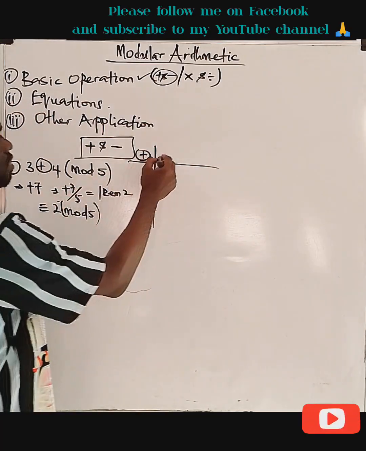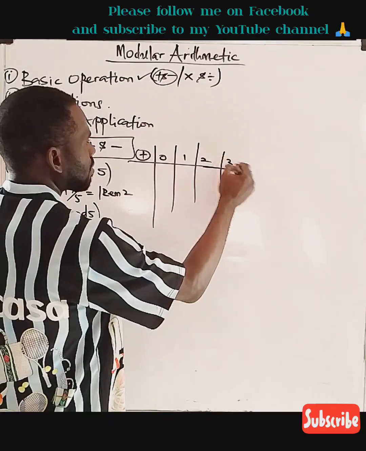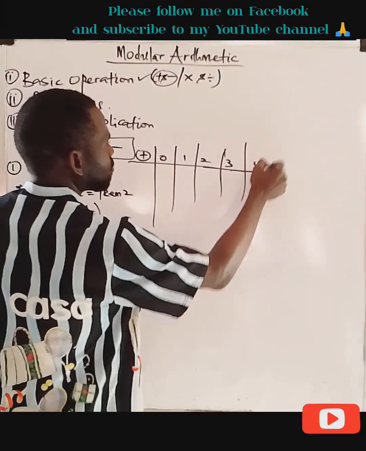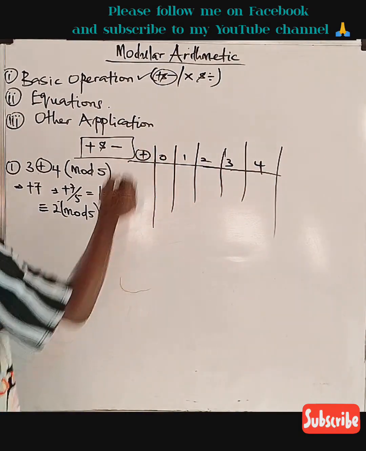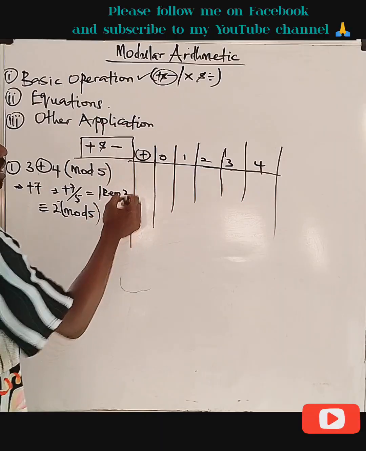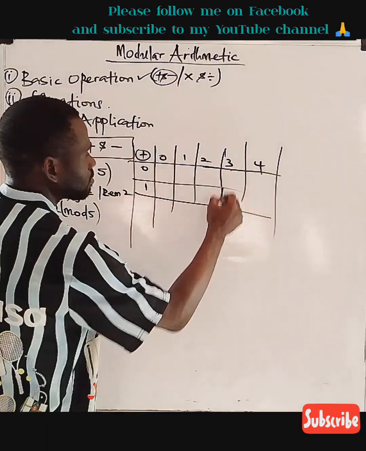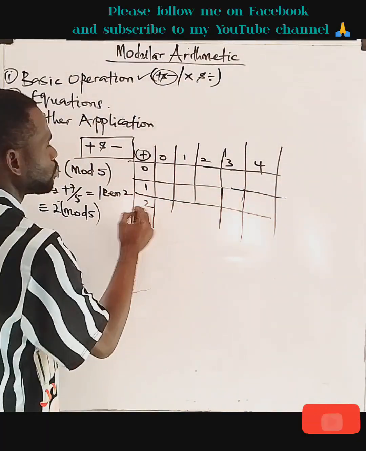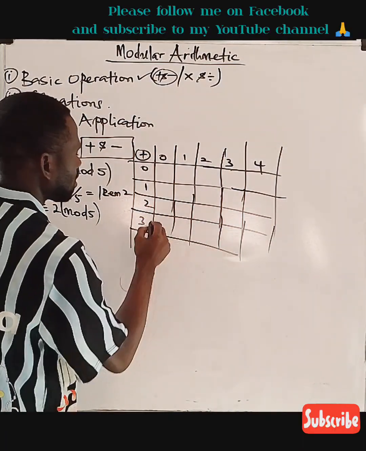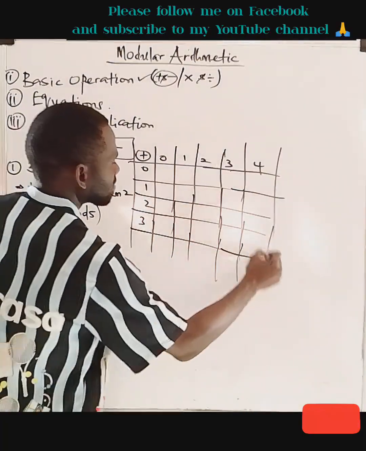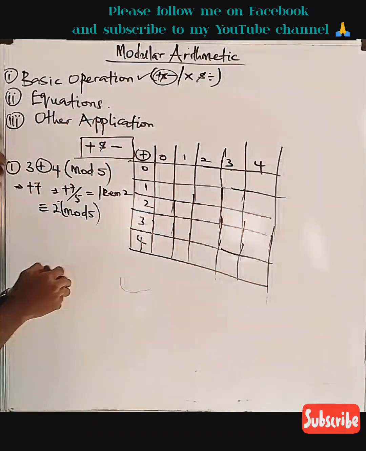Since you're talking about modulo 5, you have 0, 1, 2, 3, and 4, which should be the maximum number. So that's 0 to 4. So you're going to create the same set of numbers on the y-axis. Right here we have 0, 1, 2, 3, and the very last digit, 4. So we are talking about this operation table.